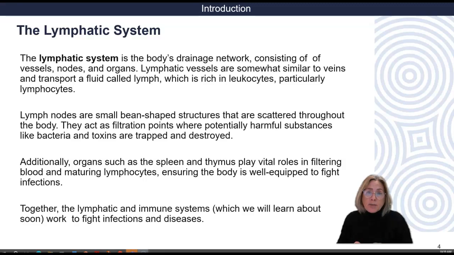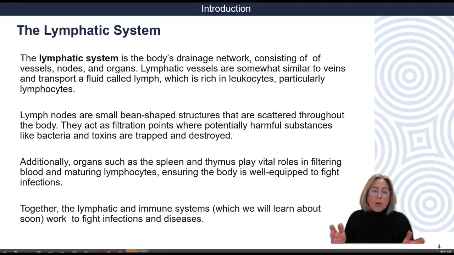The lymphatic system has a series of lymph nodes, and these are small bean-shaped structures that are scattered throughout the body, right? And they act as these kind of filtration points where potentially harmful substances like bacteria and toxins are trapped and neutralized and destroyed.